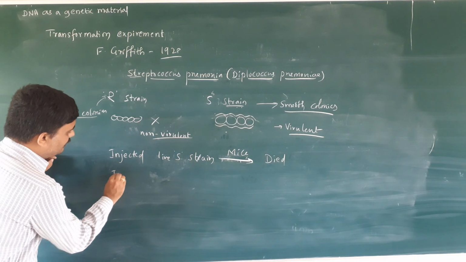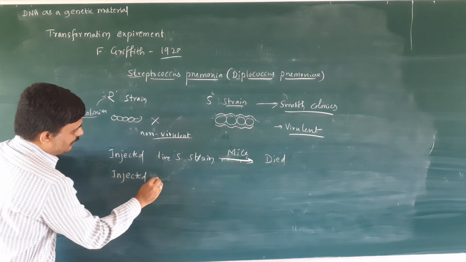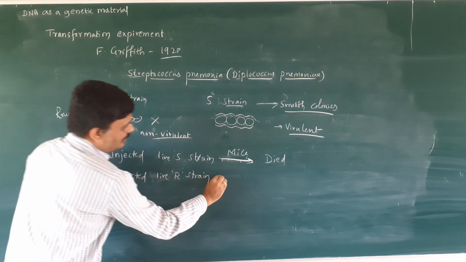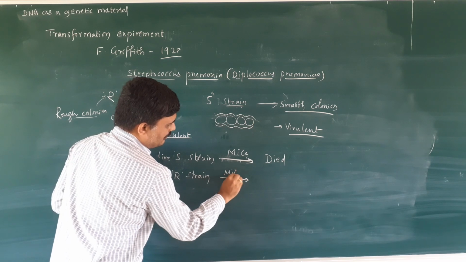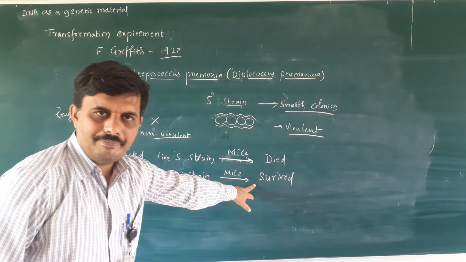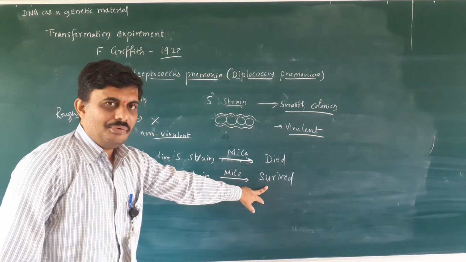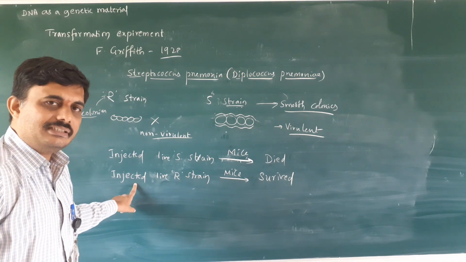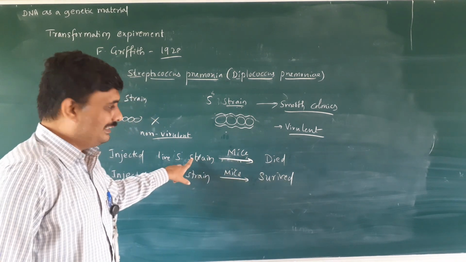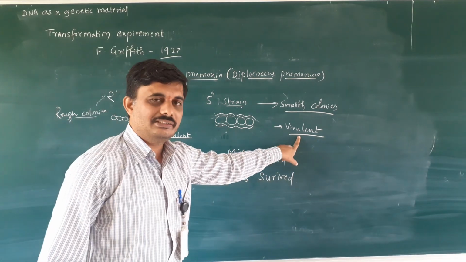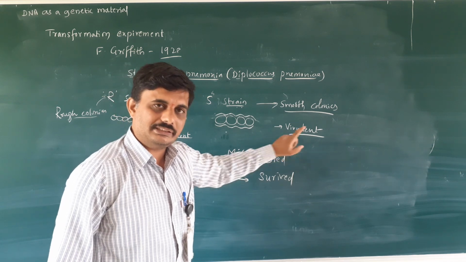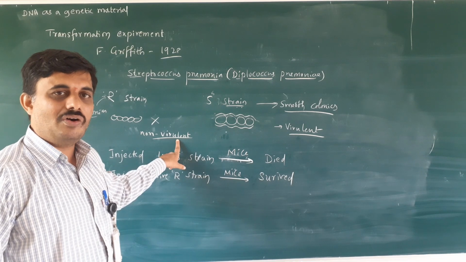Then he injected the live R strain into the mice. The mice survived. Why did the mice survive when the R strain was injected? Because it is a non-virulent strain. The S strain caused the disease, and the mice died because of the disease. But the R strain is a non-virulent strain.